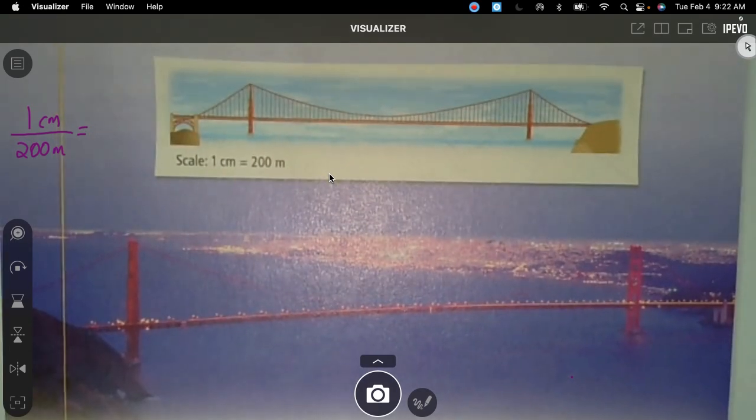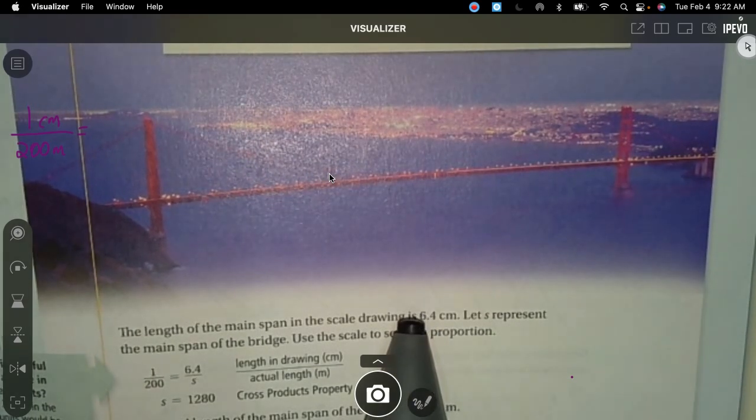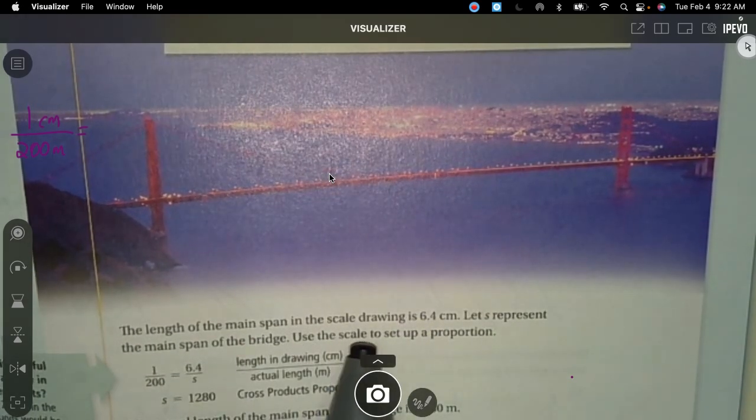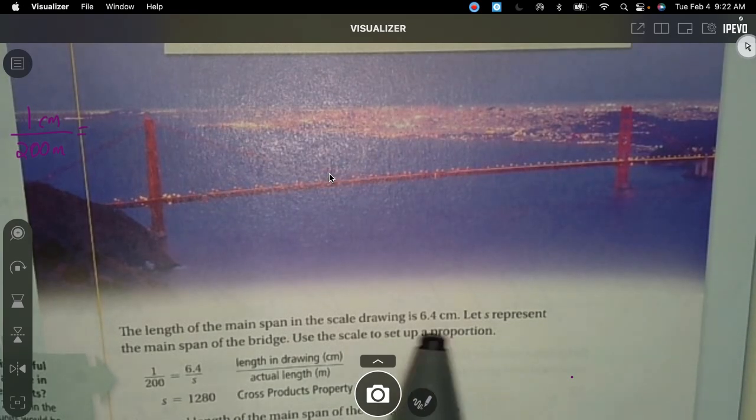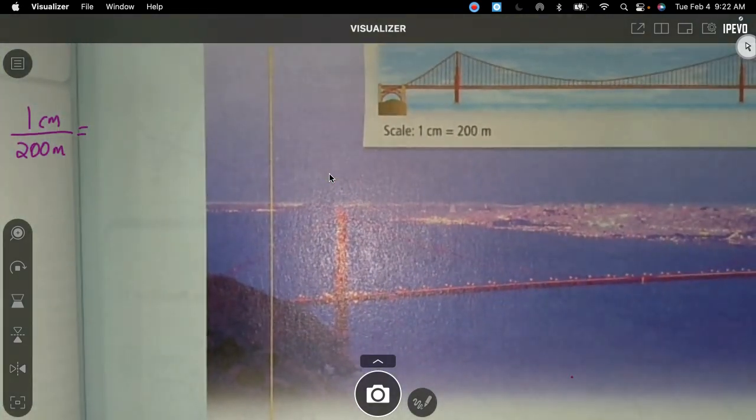Your problem's going to say this on your paper. The next bit of information is in the word problem. It says the scale drawing part that I'm looking at is 6.4 centimeters. Where does that go, in the top or the bottom? I've got centimeters in the top and meters in the bottom. So 6.4 centimeters goes on top. Just follow along with your scale. And what do I call what I'm looking for? X.